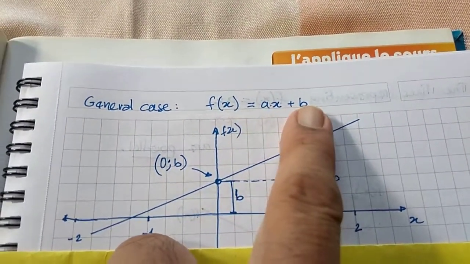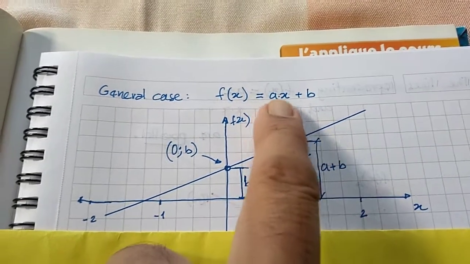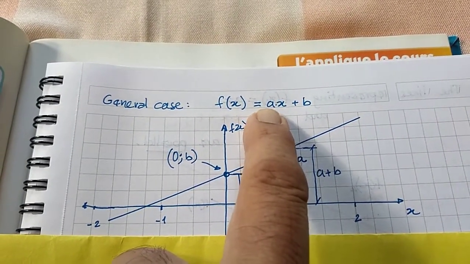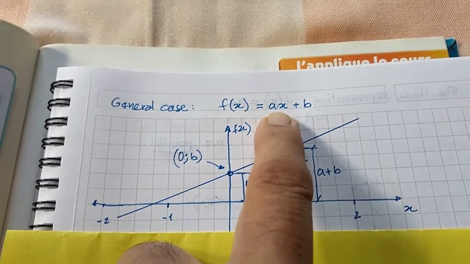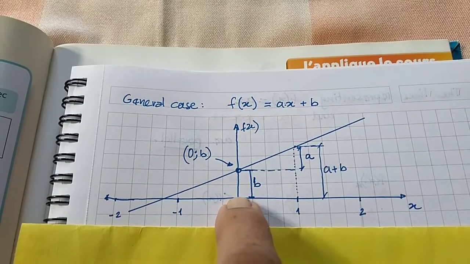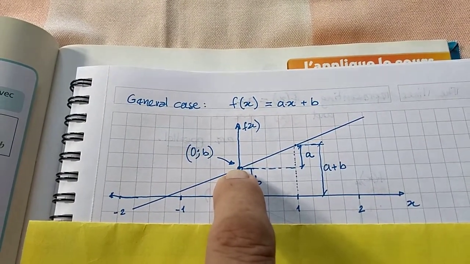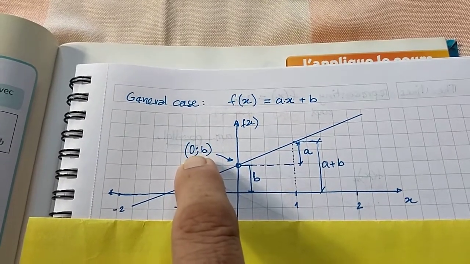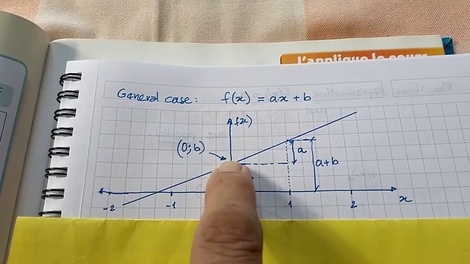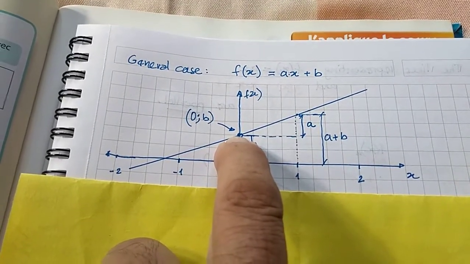I'm not giving you numbers now, but this we've seen will pass through b, because if x is 0, then irrespective of the value of a, this term is 0, and f of x is equal to b. So the line will always pass through this point, so that the coordinates of that point are 0, b, where 0 is the x value and b is the y value. Correct?